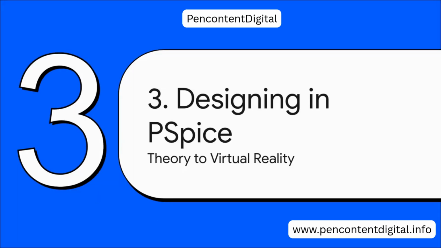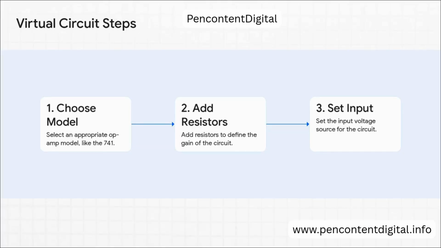Okay, enough theory. Let's get our hands dirty, right? It's time to actually jump into PSpice and turn all these diagrams and equations into a virtual circuit. Building our circuit in PSpice really just boils down to 3 simple steps. First, we're going to pick our op-amp model. Then we add the resistors that are going to set our gain. And finally, we set up our input signal so we can actually test the circuit.